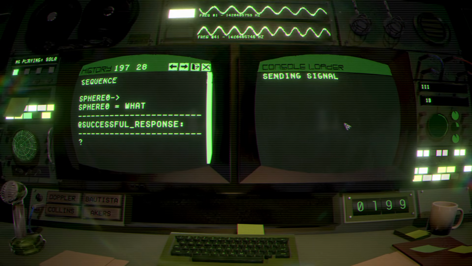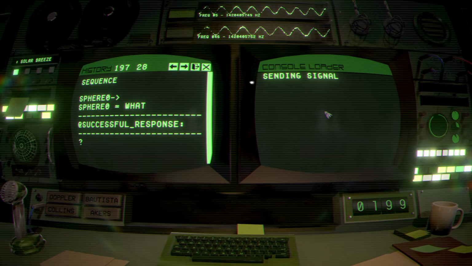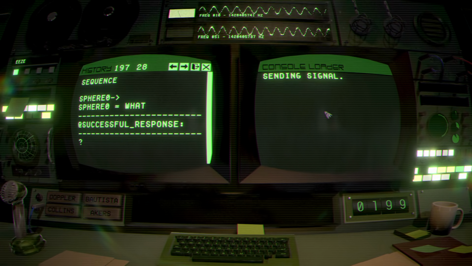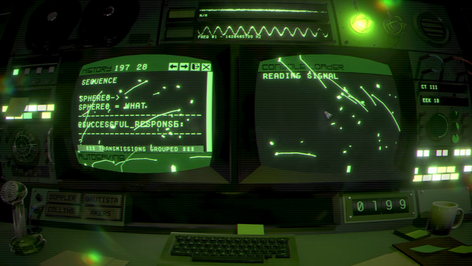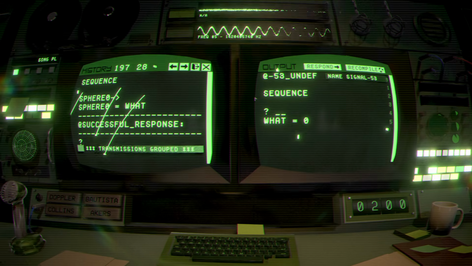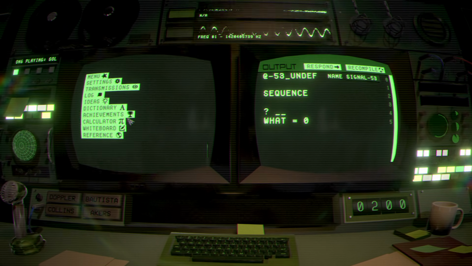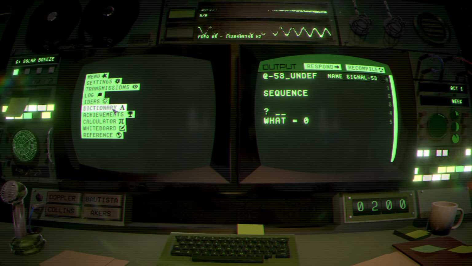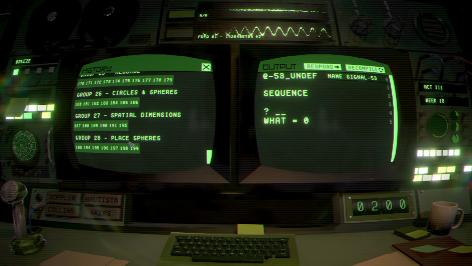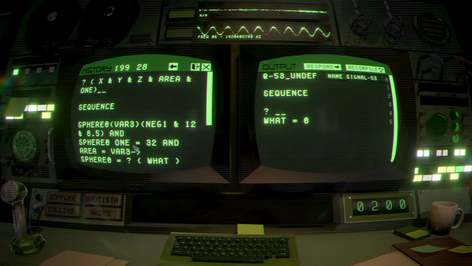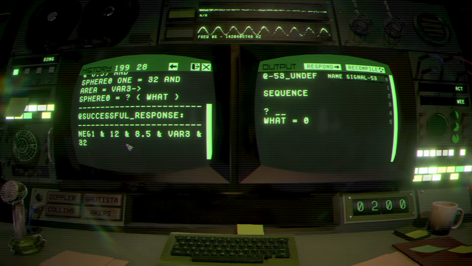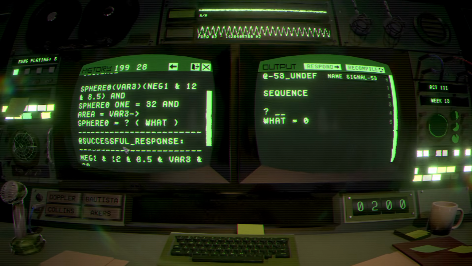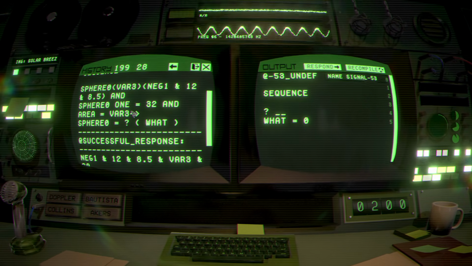Let's try it out. Let's see what they say. Okay. So what did that tell us though? Still a little lost on that one. Place spheres. What could this one variable be?